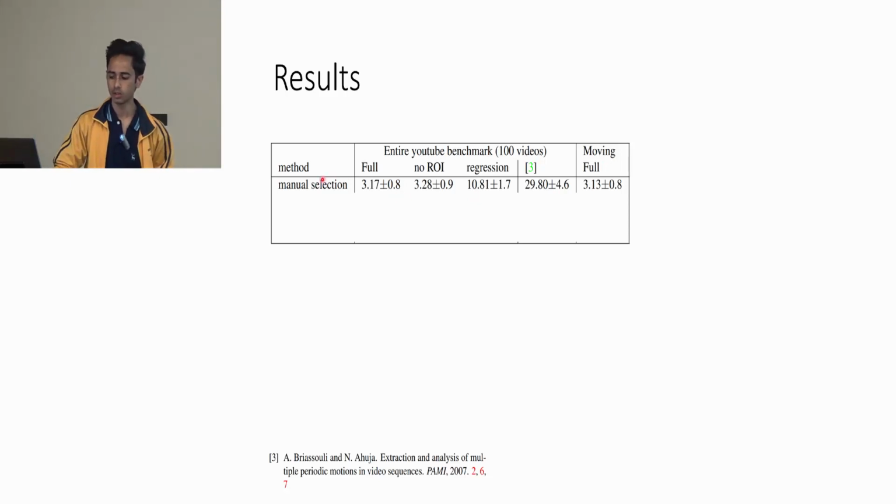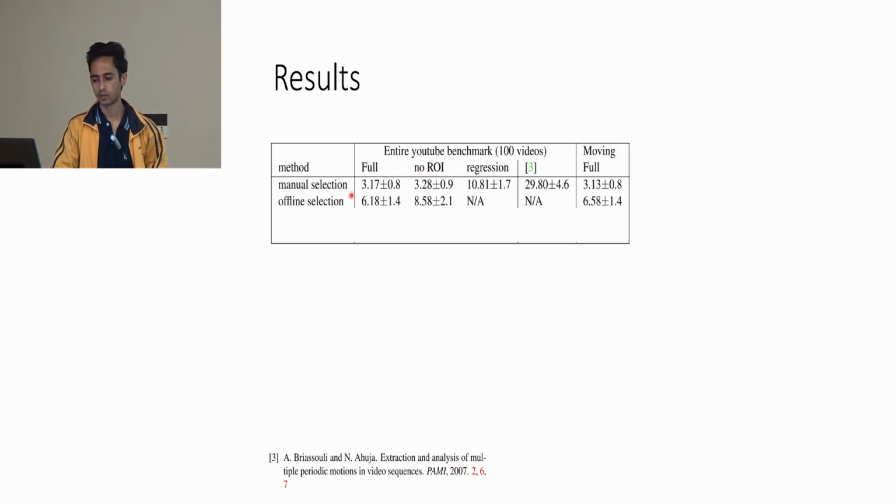Manual selection means they select the sampling rate manually for the detector, and they get very low error in this case. And we see that the full system and the system without ROI detection perform very similarly. So ROI detection has a minimal effect on this system right now.